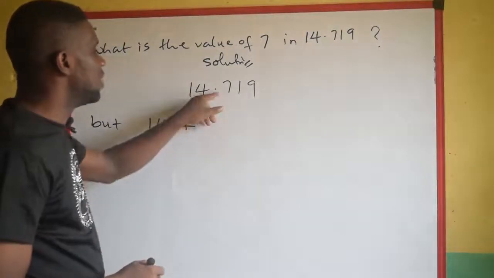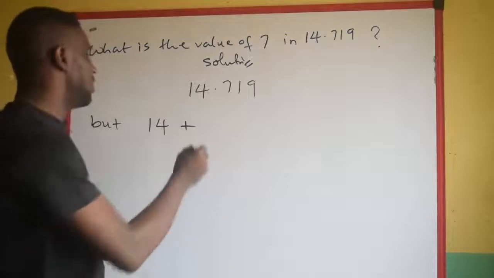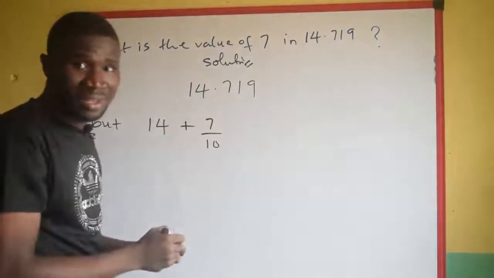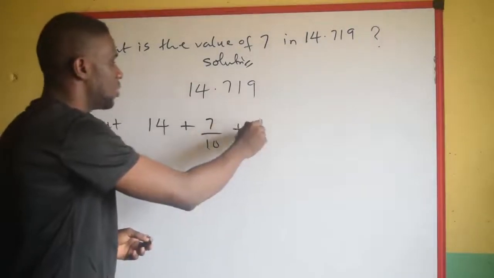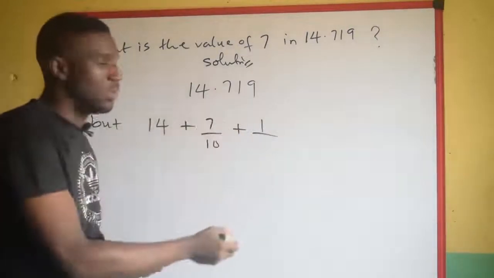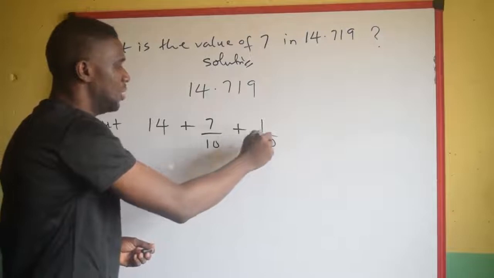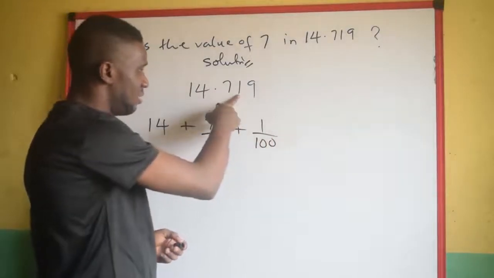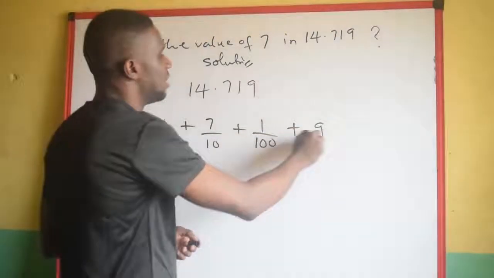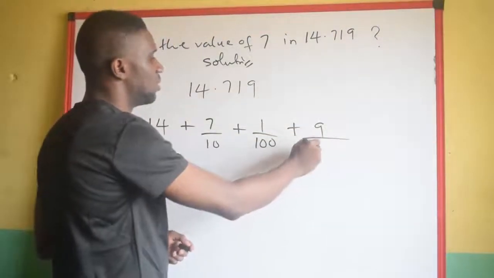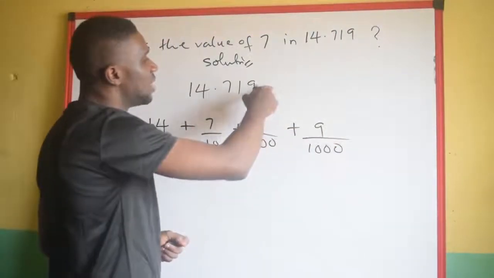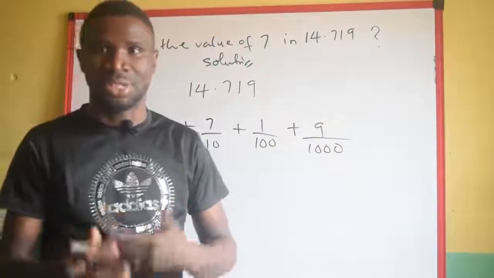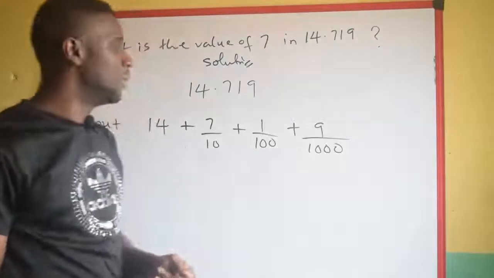The first number after the decimal point is 7, so we write down 7 over 10. The next number after 7 is 1, so we write down plus 1 over 100. We keep increasing it. The next number is 9, all over 1000, as we also increase the zeros. If there is another number, it will be that number over 10,000. So the zeros will be increasing in the denominator.